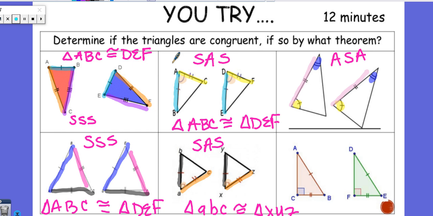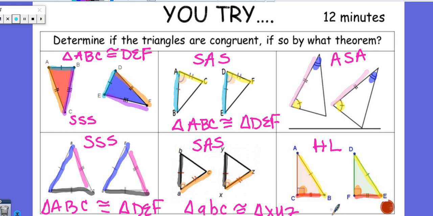Now, if we look here, first thing I notice is that this is a right triangle. They both have the 90-degree angle that matches, and if I look here, I have a leg that matches, and then here I have a hypotenuse that matches. So what I can say here, these two are congruent. They have 90 degrees, a leg that matches, and a hypotenuse that matches. So this is congruent by what we call hypotenuse leg.